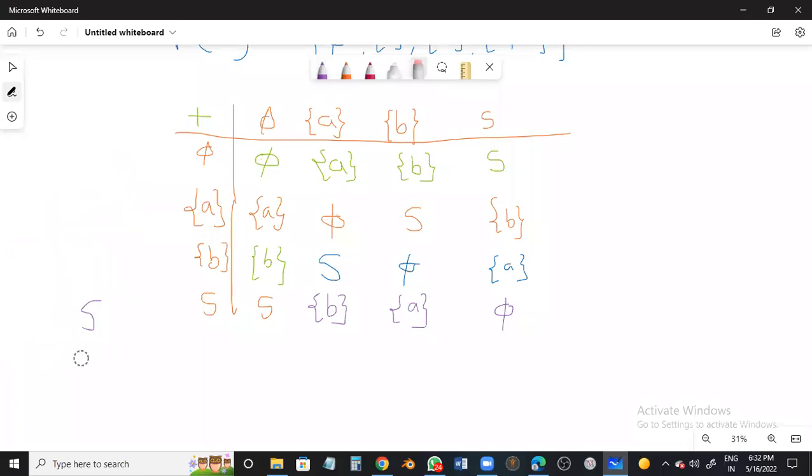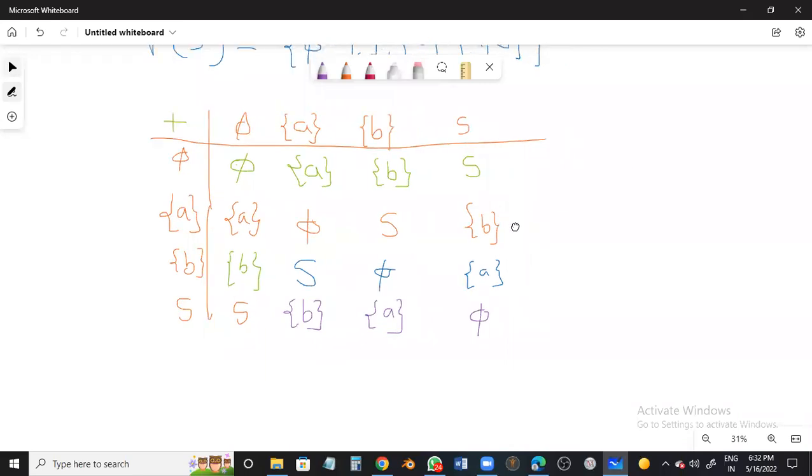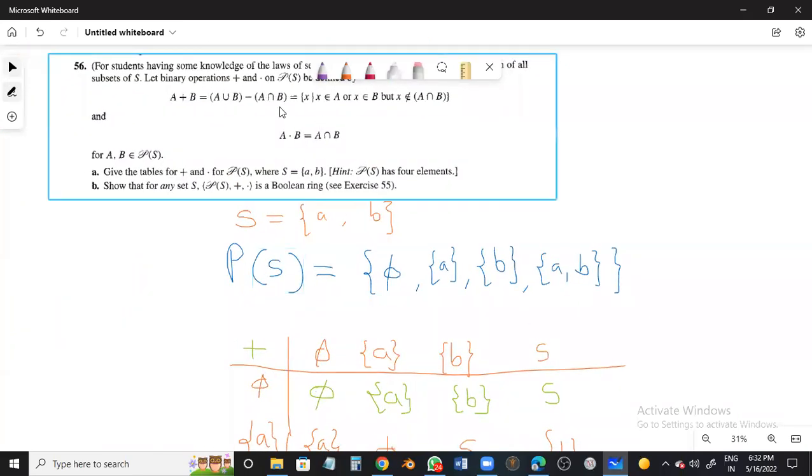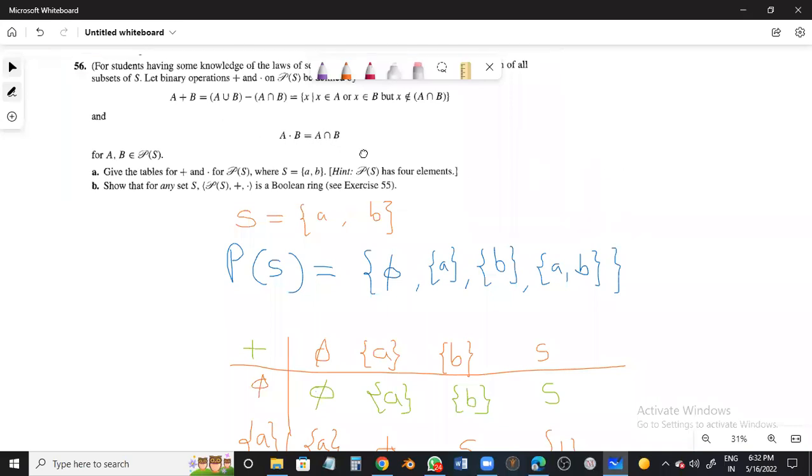So I feel you got it. So this was the addition table. Now you are required to form the multiplication table. So let us go for the multiplication table. How is the multiplication defined? Multiplication is simply intersection. So I think that will be quite easy for us. So let us go for multiplication.